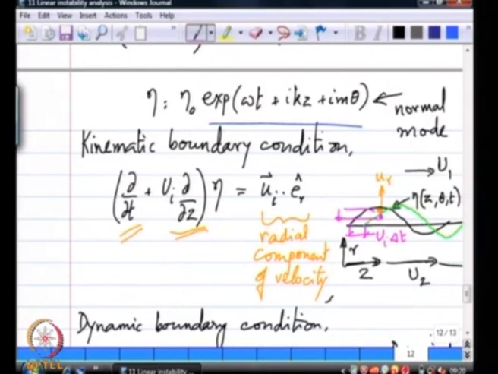So, as viewed from fluid 1, the waves are being advected with a velocity u1. As viewed from fluid 2, the wave is being advected with a velocity u2. Consequently, the radial velocity in fluid 1 would be different from the radial velocity in fluid 2.